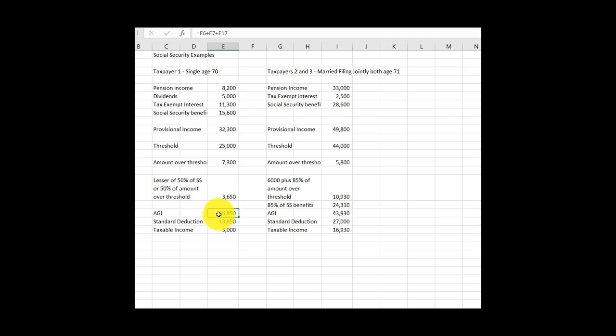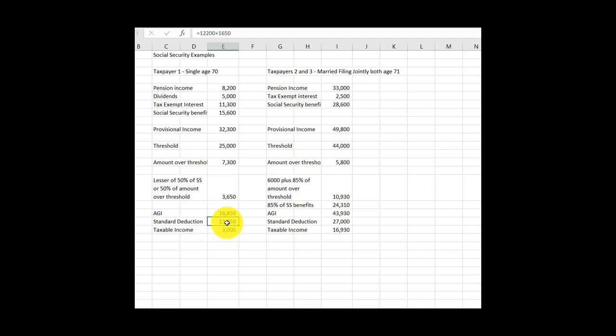So when I go to calculate adjusted gross income, I'm going to use the pension, use the dividends. I'm not going to use the tax exempt interest now because it is, as we mentioned earlier, tax exempt. It was only part of the provisional income calculation. Then I use the amount of Social Security benefits I calculated that are included. Okay, so not the whole amount, just the $3,650. So our AGI is $16,850.